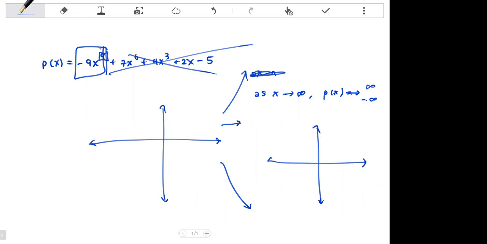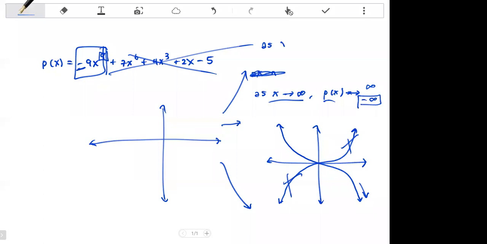What does an odd number tell us? Odd number tells us that it's going to look something like this, but there's a negative sign. So the negative sign tells us it's going to look something like this and not like this graph. So if we look at this, it goes negative infinity, right? So as x goes to infinity, p of x goes to negative infinity. That's the end behavior of one side. So what if x goes to negative infinity? Where does p of x go?